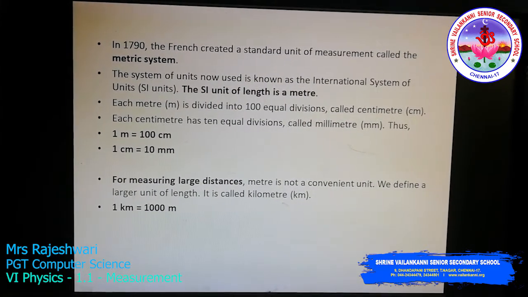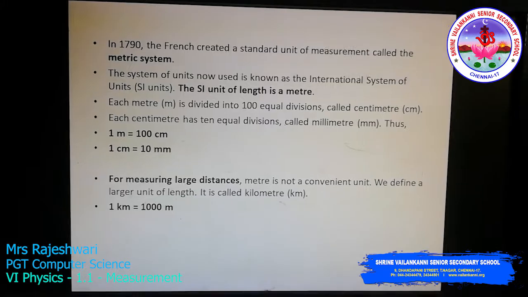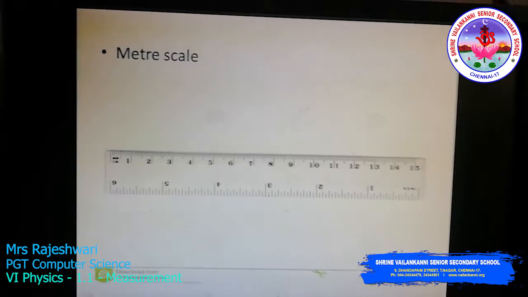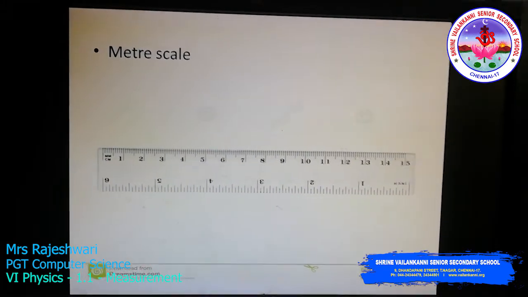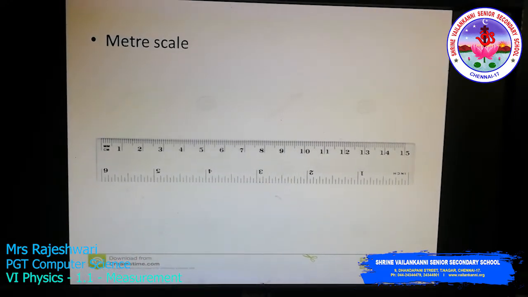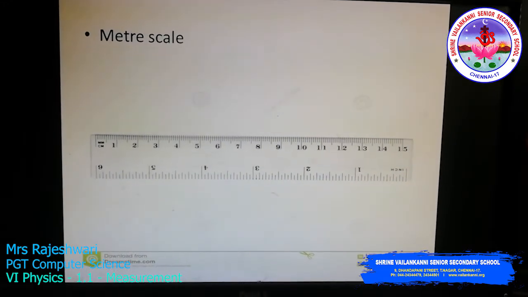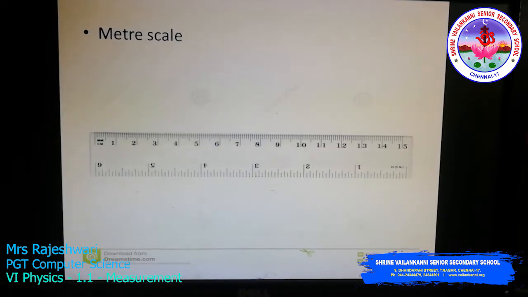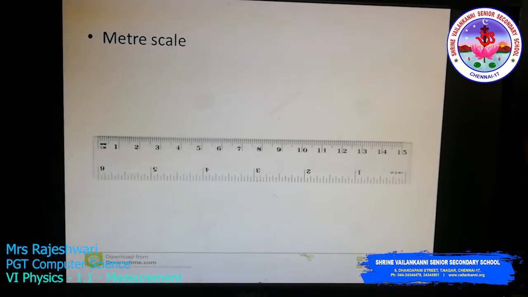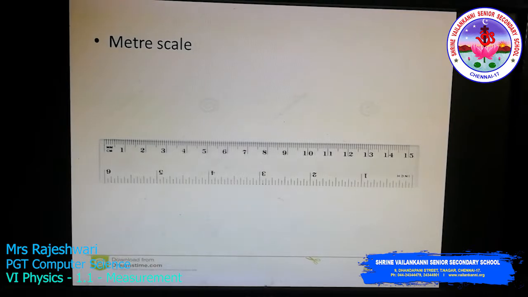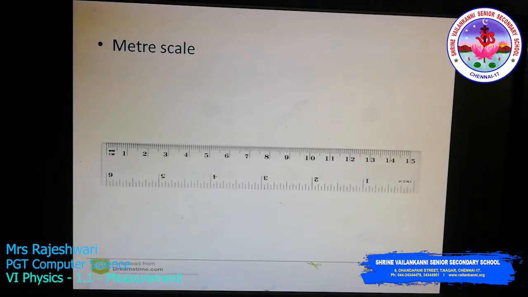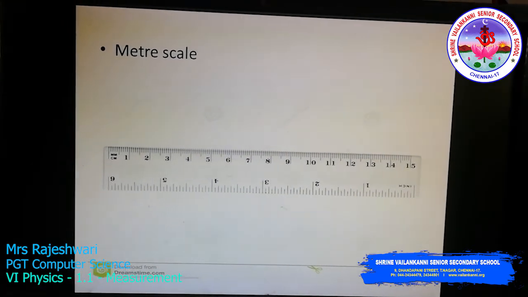Similarly, we have many different types of measuring units. This is how the meter scale will look, which you have in your geometry box. It is a 15 centimeter scale, which you would have seen already. So I hope you understood today's class about measurement. In the later class we'll discuss motion and the types of motion and other topics.